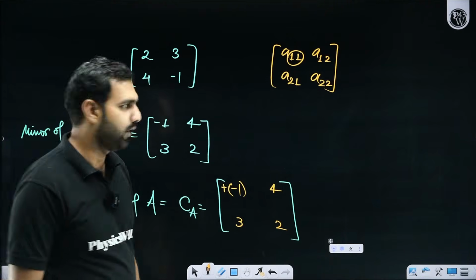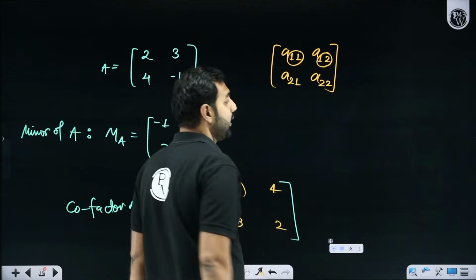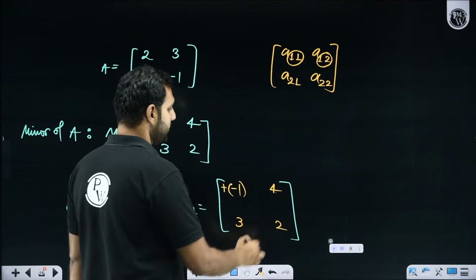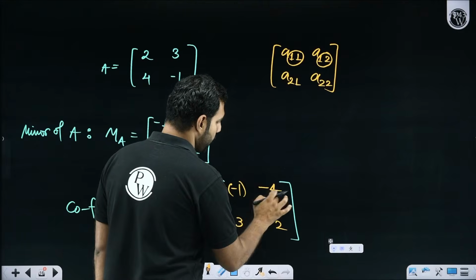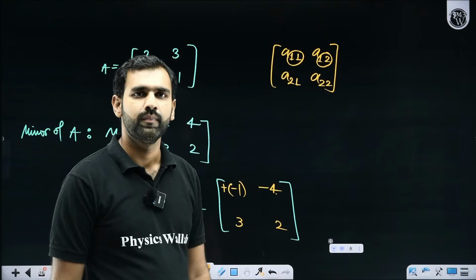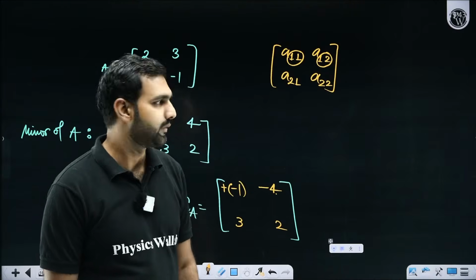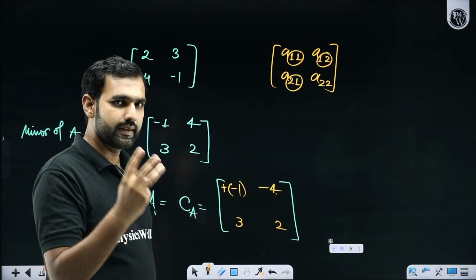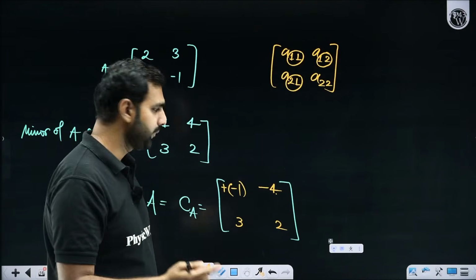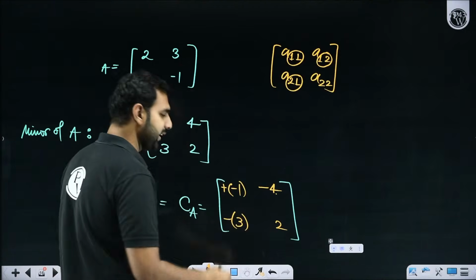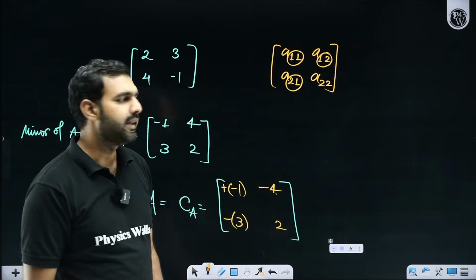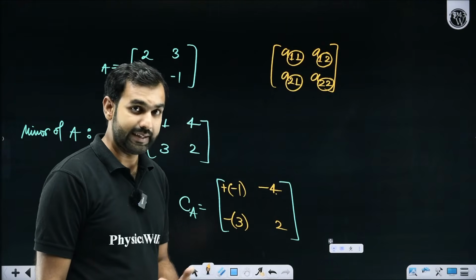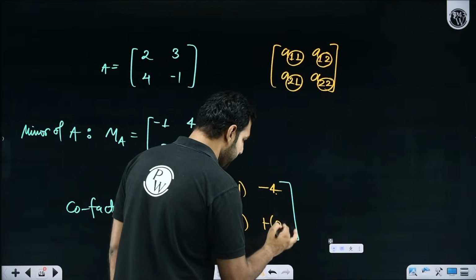Everybody got my statement? Now, look at this 1, 2. 1 plus 2, that is 3. 3 is odd. So if it is odd, put a minus sign over here. Are you digesting what I'm saying? Then, this is 2, 1. 2 plus 1 is 3. 3 is odd, so put a negative sign here. Then look at this 2, 2. 2 plus 2 is 4. 4 is even, so put a plus sign here.